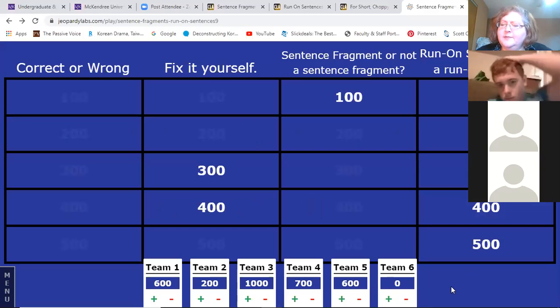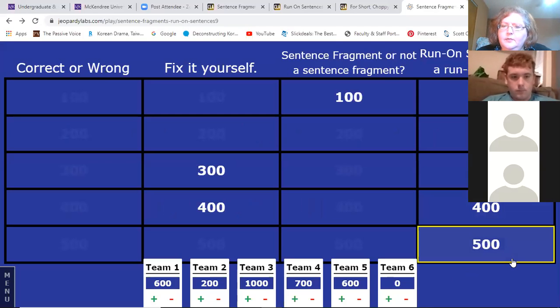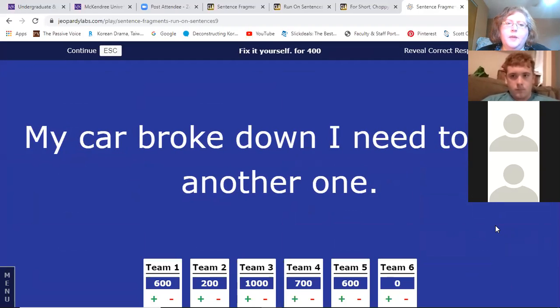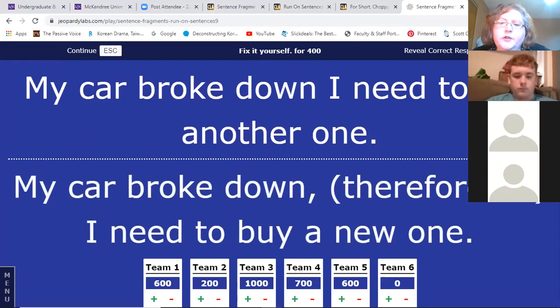Okay, now team four. Yes, ma'am. We would do fix it yourself 400. My car broke down. I need to buy another one. My car broke down and I need to buy another one. Okay. Don't forget the comma. Yeah. Comma, and I need to buy another one. They're using so here as like one is following the other, but I would do and also. I will accept that answer.